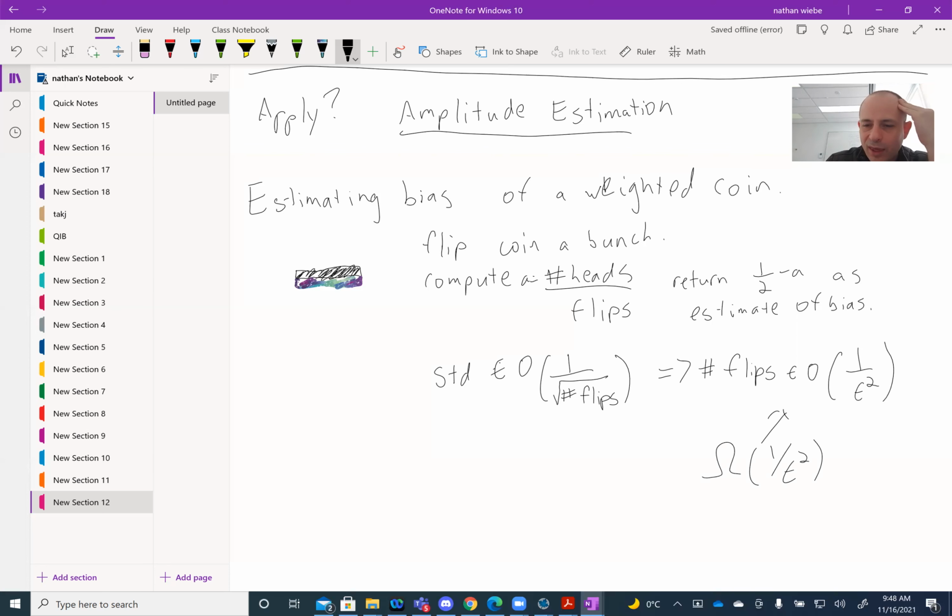And the reason why is that you can end up using this argument known as the Cramér-Rao bound, which is a fantastic way of proving a lower bound on the variance of any unbiased estimator of a quantity.